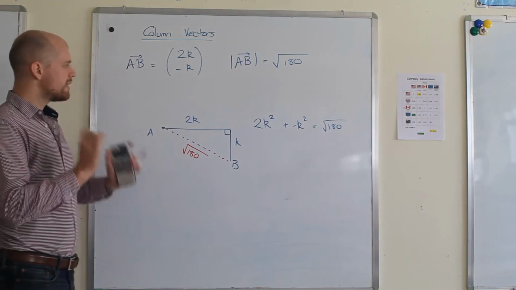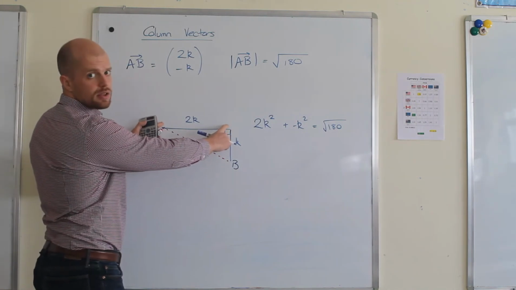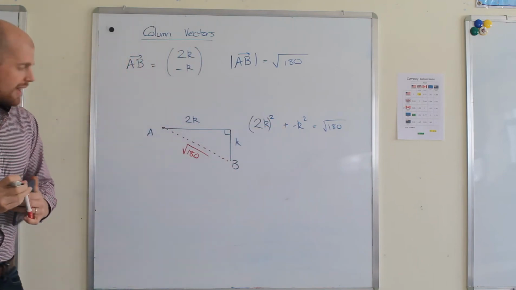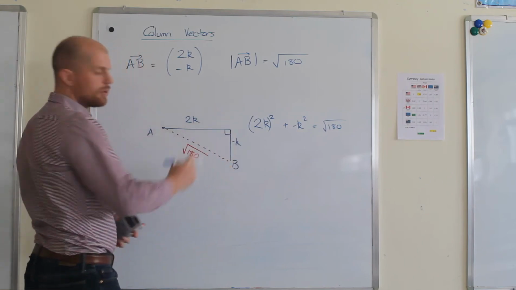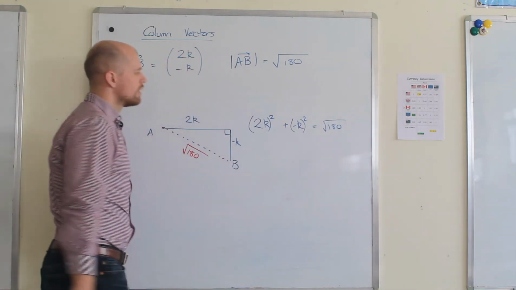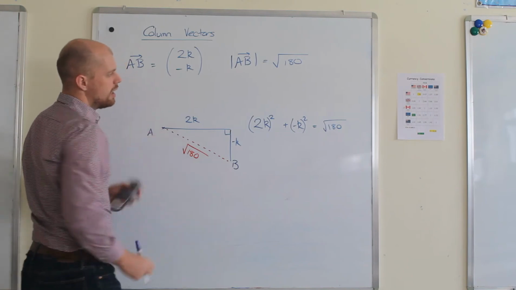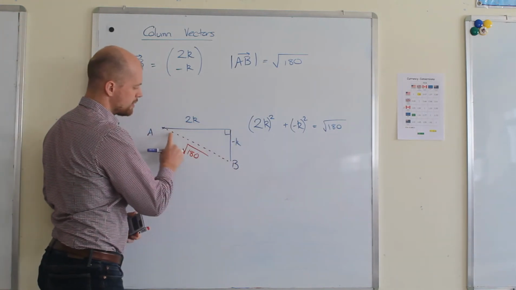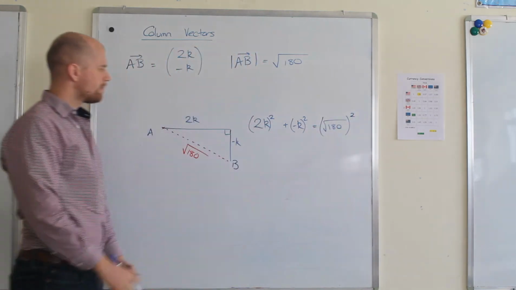The first one is that we're not using our brackets correctly. It is all of 2k squared. All of it. And it's all of the minus k. So we're going minus k down here. Technically it's k down, so minus k. That also needs to be in brackets. And then the other mistake I've seen you do is you write root 180. But that's not true. It is c squared. It's a squared plus b squared equals c squared. So I need to square my root 180 as well.